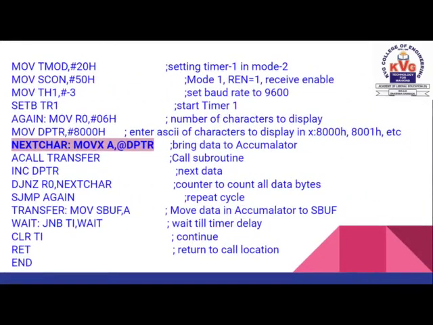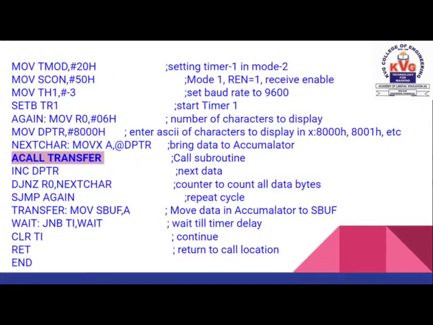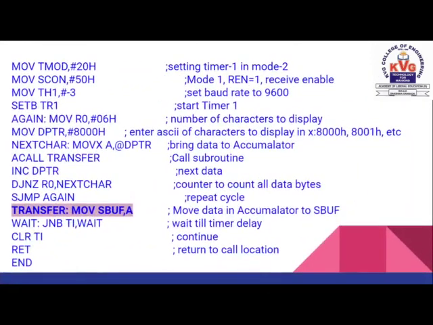Get the ASCII of the first character to the accumulator from memory. Call a subroutine to make the transfer through the serial port. The control is transferred to location transfer. The character in the accumulator is now loaded to the SBUF register. The SBUF register holds the data before it is transmitted to the TXD.